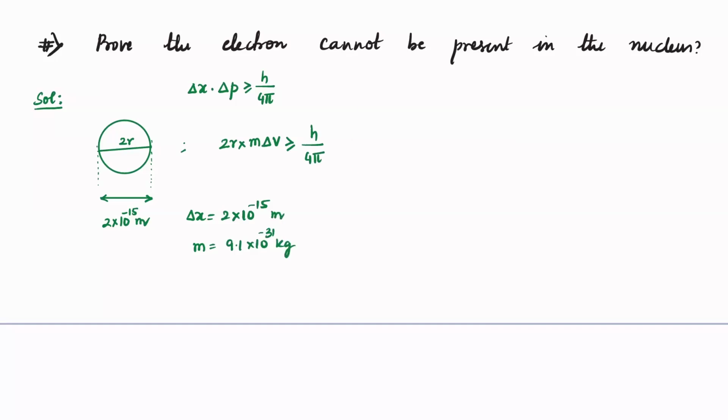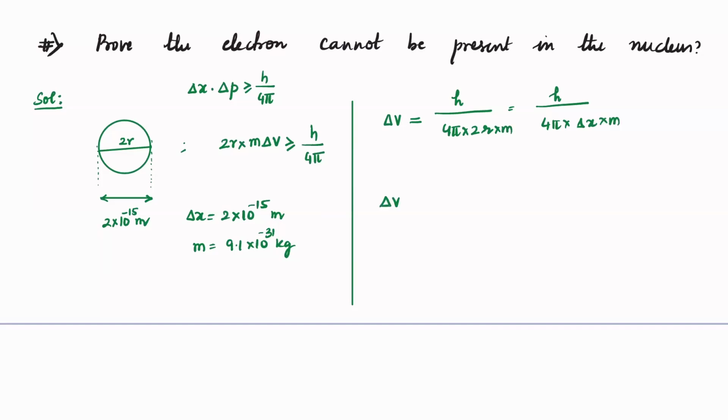Now knowing these values, can we calculate what is delta V exactly? Delta V will be the minimum error. What we can expect is h by 4 pi into 2 times of r, or h by 4 pi into delta x, into m also. So from there I can say delta V is equal to h, which is 6.625 into 10 raised to power of minus 34. This is the Planck's constant value.